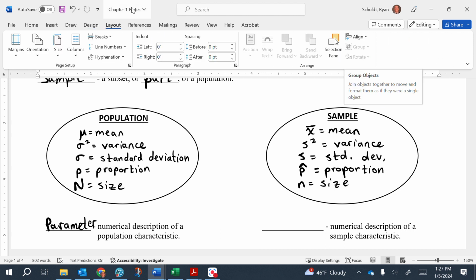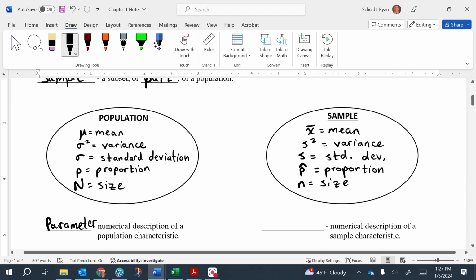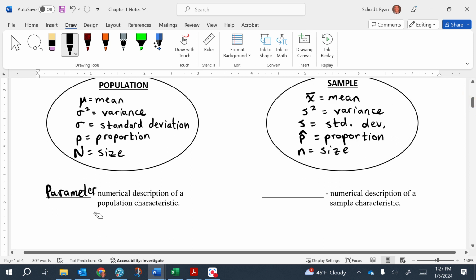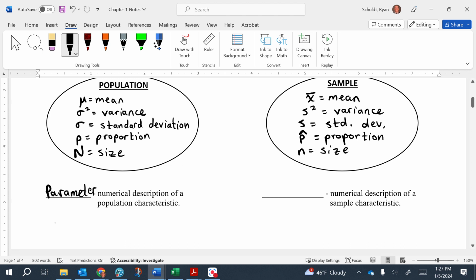These always stay the same. Parameters always stay the same. They're never going to change, unless your population itself changes. So, go here. These are always the same.